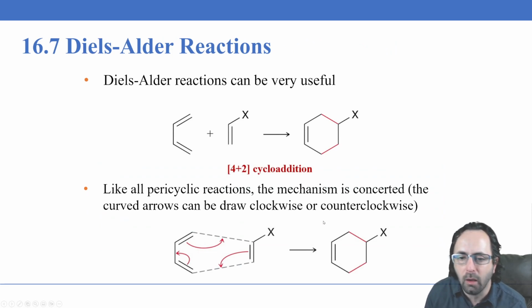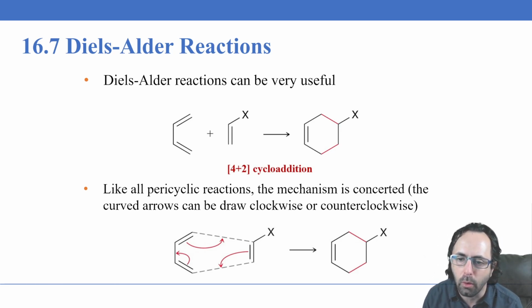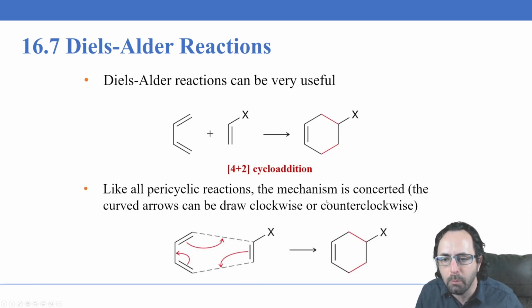So we're going to start by talking about cycloaddition reactions. This is also called the Diels-Alder reaction here, the so-called 4+2 cycloaddition in this example here. And again, this is a cycloaddition in which we have an alkene and a diene, or a polyene of some kind.